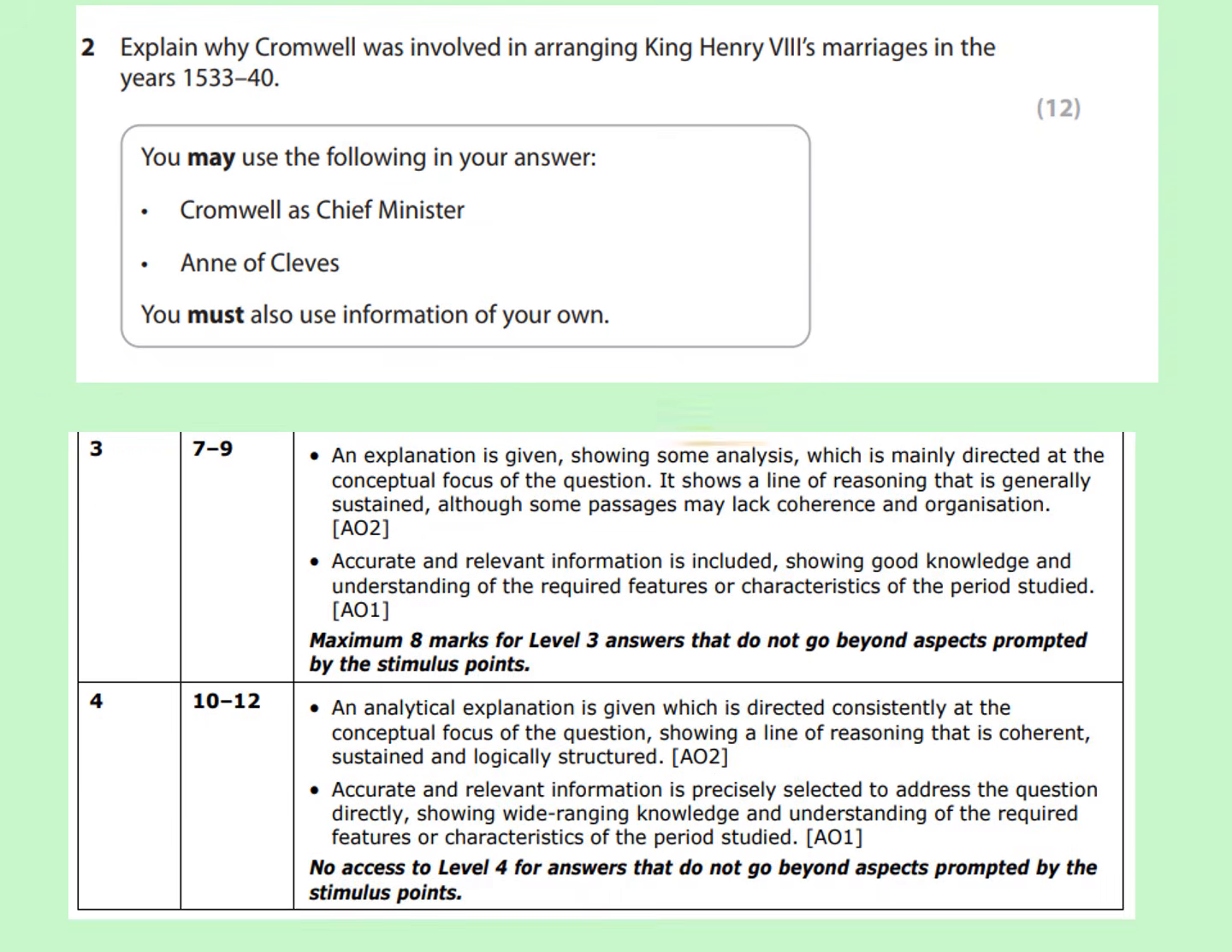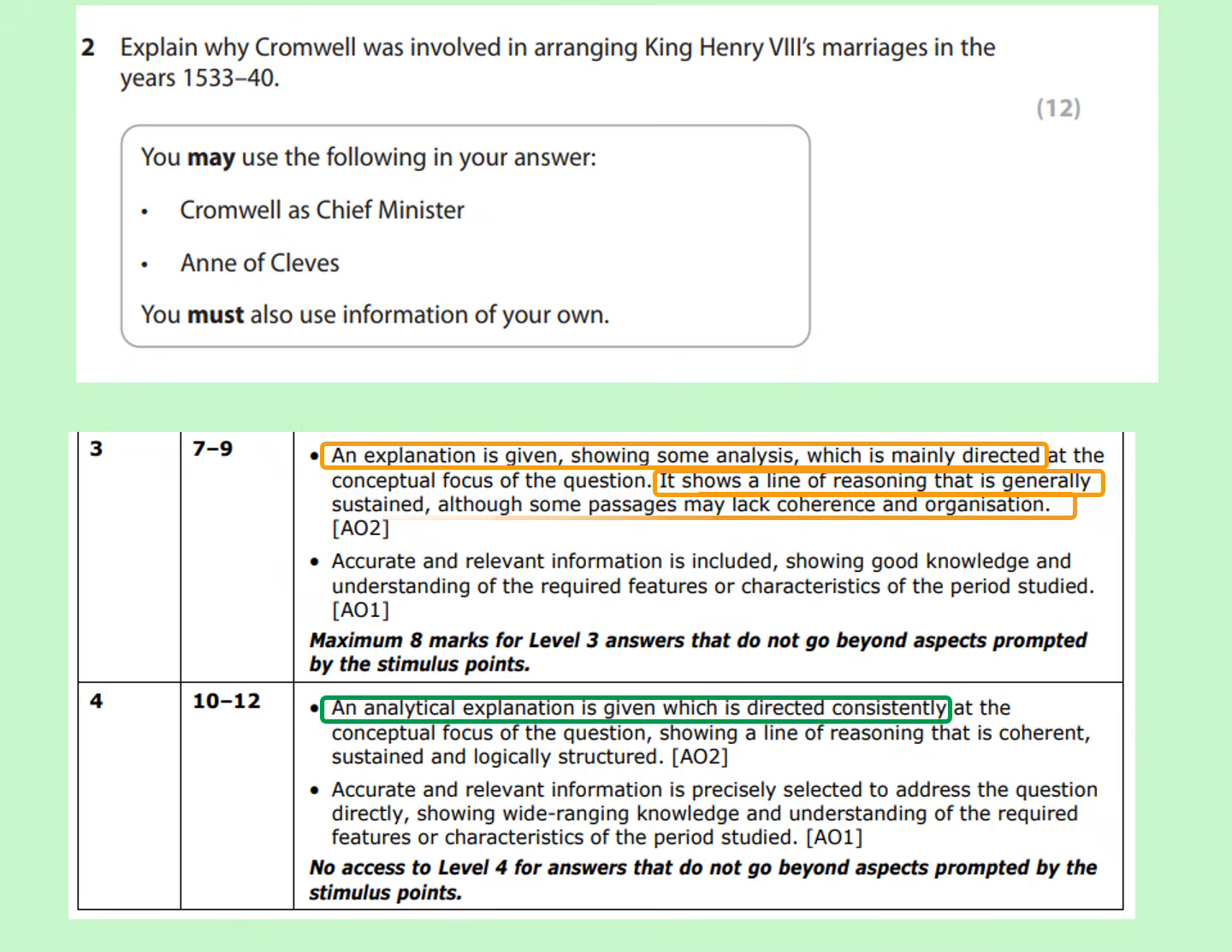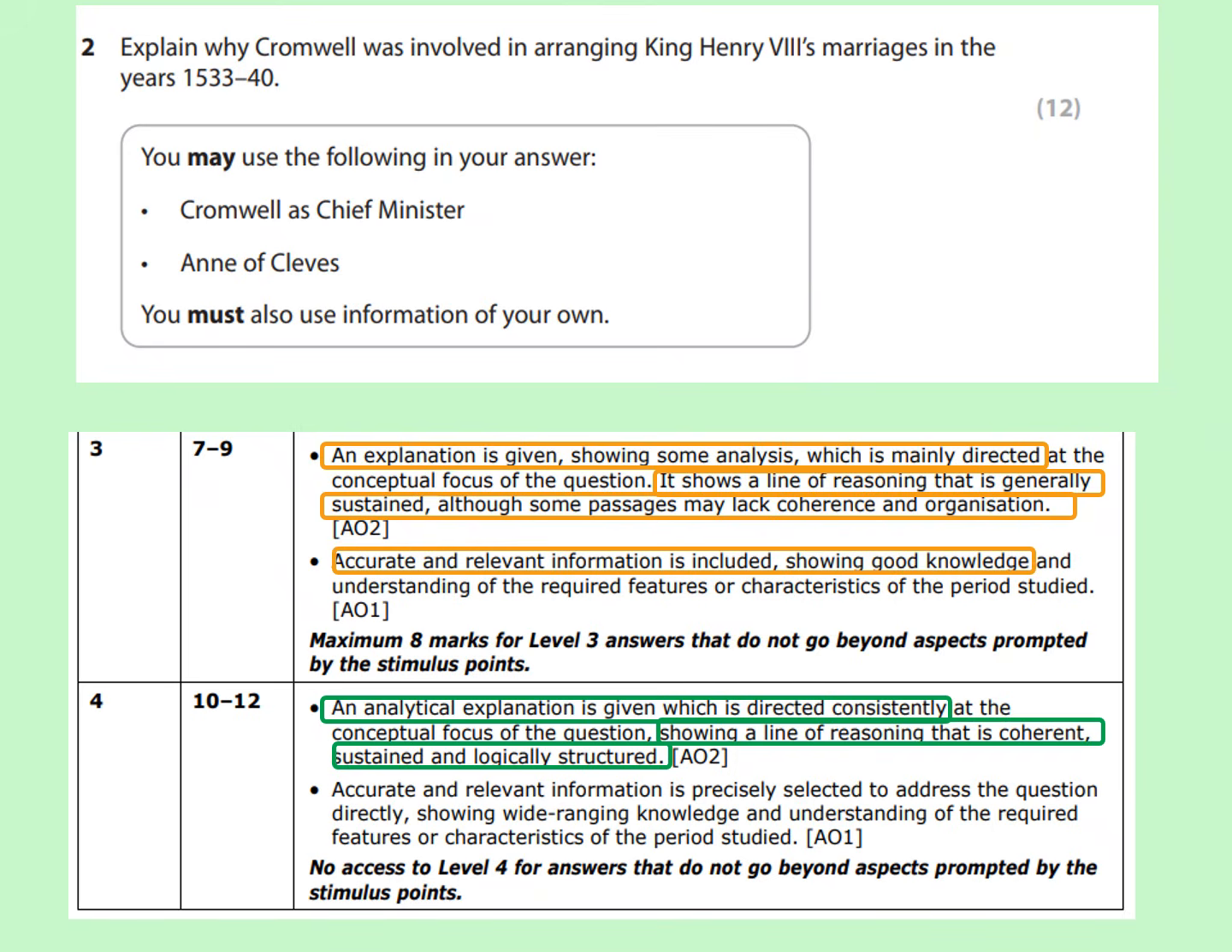Let's have a more detailed look then at the exam board's mark scheme. It says an explanation is given showing some analysis which is mainly directed at the conceptual focus of the question. Well, compare that to the level 4 answer. An analytical explanation is given which is directed consistently at the conceptual focus of the question. Next up, it says a line of reasoning that is generally sustained, although some passages may lack coherence and organisation. Compare that to this one, showing a line of reasoning that is coherent, sustained and logically structured. So it might, for example, make sense to put your examples in chronological order.